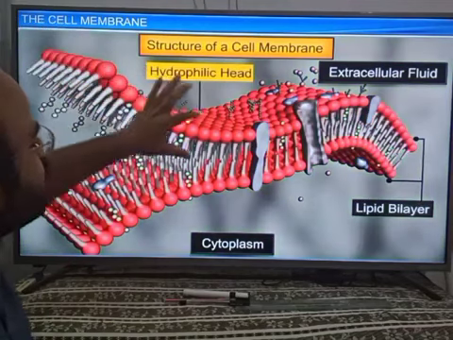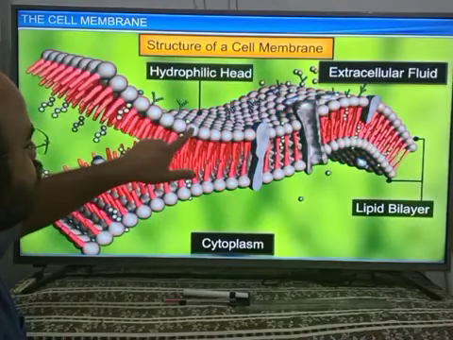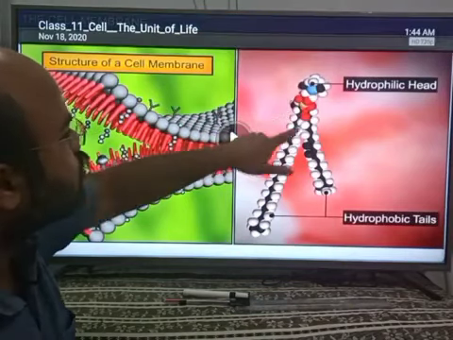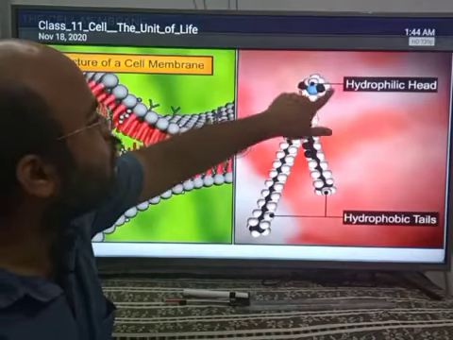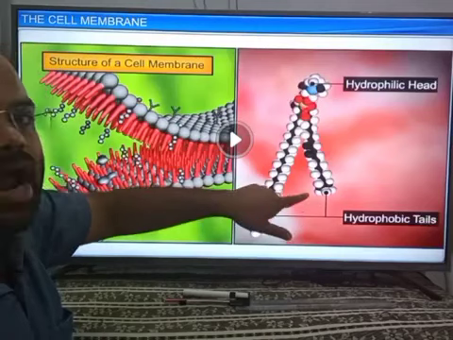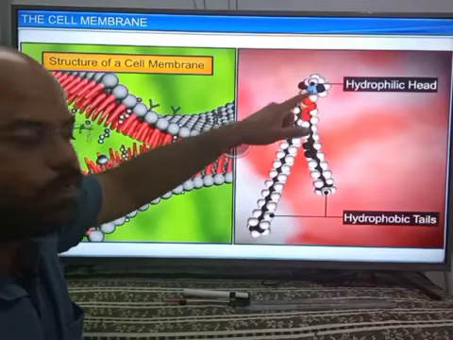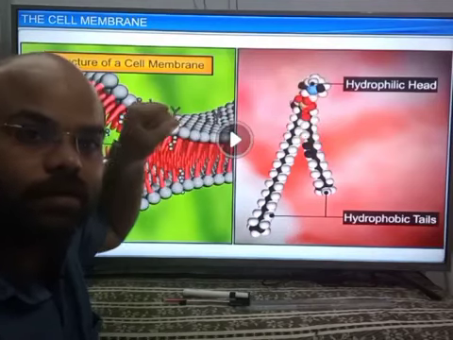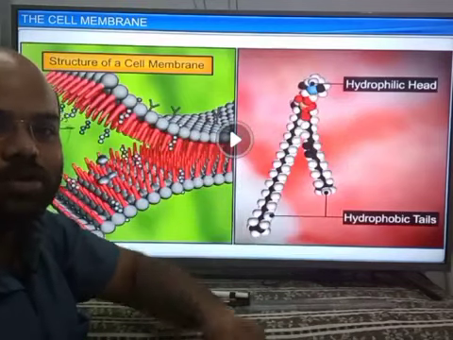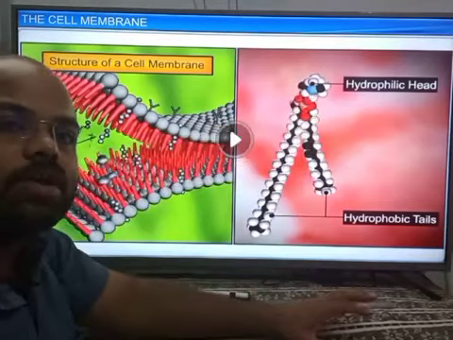This is one phospholipid bilayer which has hydrophilic heads. See, these are the hydrophilic heads. This is a phospholipid having one head and two tails. The head is hydrophilic and the tails are hydrophobic. I discussed all these things. What is hydrophobic? What is hydrophilic? Hydrophilic means attracted to water, water soluble. Hydrophobic means water insoluble. Lipids are generally water insoluble, but this phospholipid is a conjugated lipid.